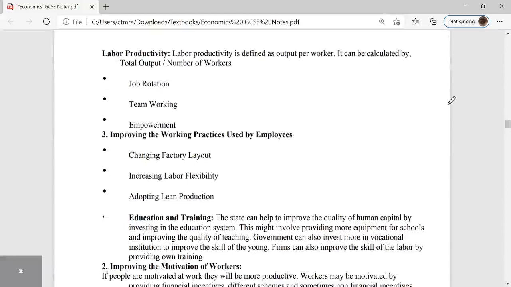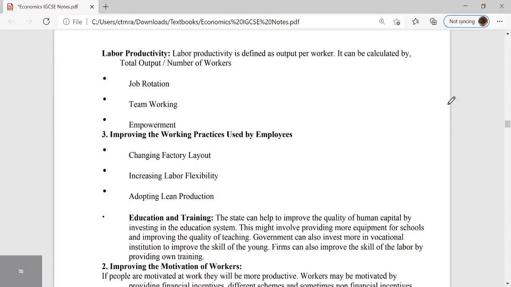Then you can also provide job rotation. Remember division of labor? One of the disadvantages of division of labor was that the worker became very demotivated by doing repetitive jobs. So if you can rotate and change the jobs, then the motivation will increase. Then we have team working.